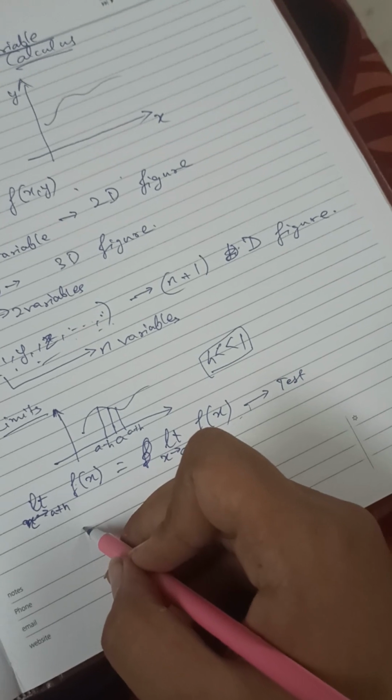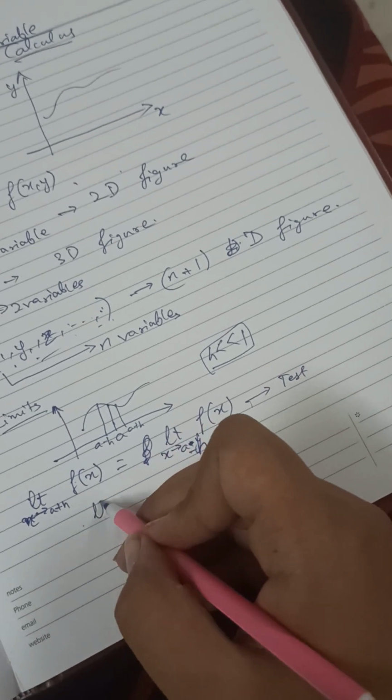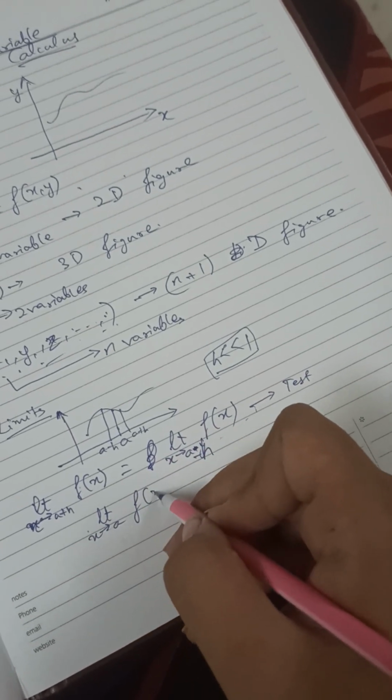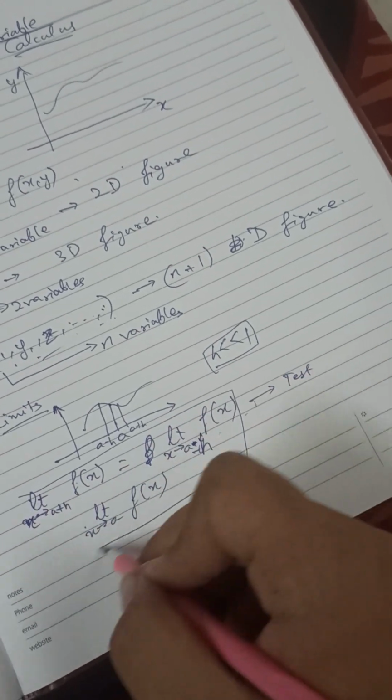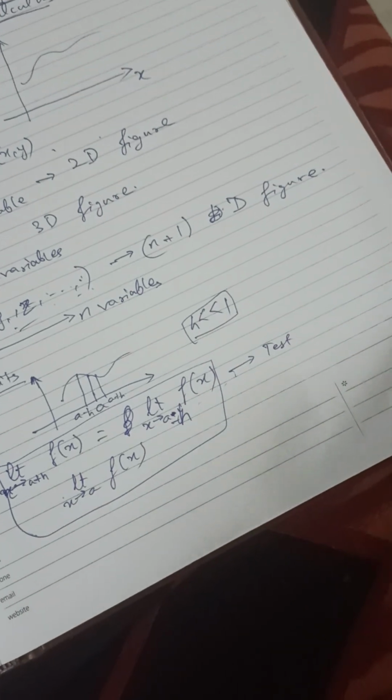Now the last thing we need to do for the single variable is the limit as x tends to a of f(x). If these three are equal, then we can say that it is continuous.